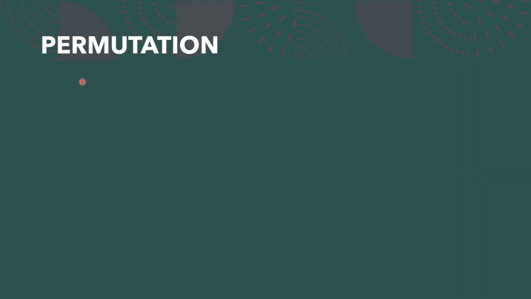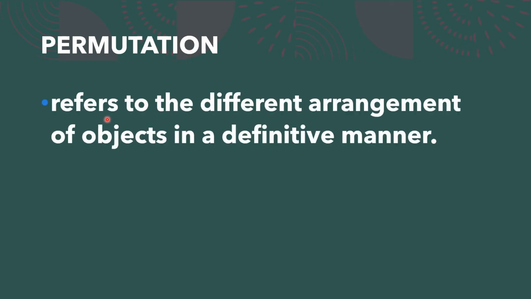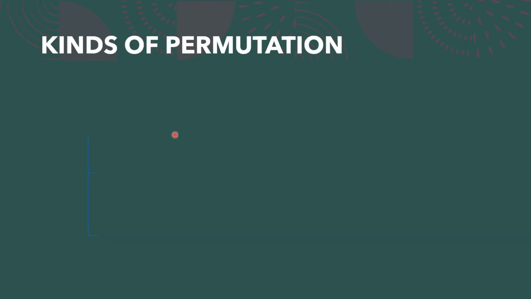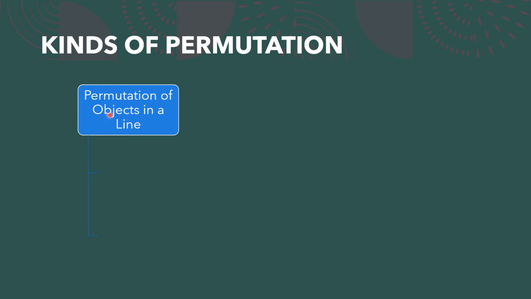Yung problem natin a while ago is what we call permutation. When we say permutation, it refers to the different arrangement of objects in a definitive manner. So, pag sinabi nating permutation, lagi lang tatandaan na yung order of the objects is very important. Take note of this, order of objects is important. Let's have kinds of permutation. So, we have the first kind, permutation of objects in a line.